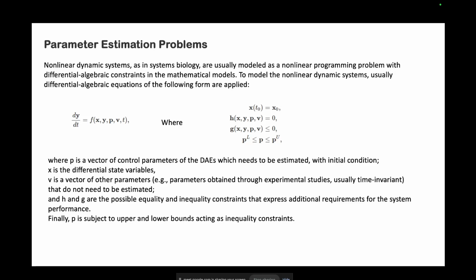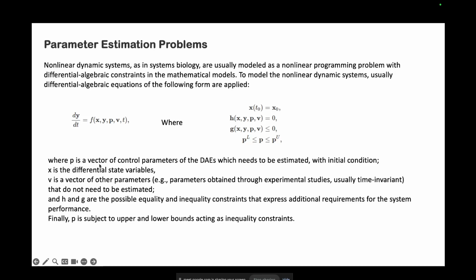Now, to model the nonlinear dynamics, usually an equation like this is assumed, where you have these kinds of variables, x, y, t, v, and p. So t is your independent variable, first of all, because you're differentiating with t. X and y, it's written here only. I'll read it for you.